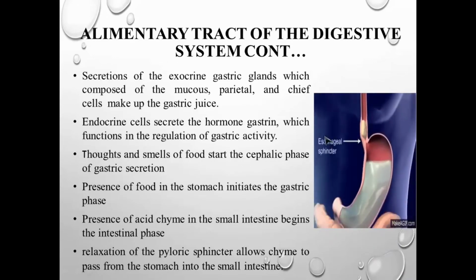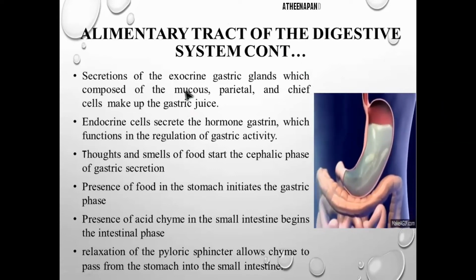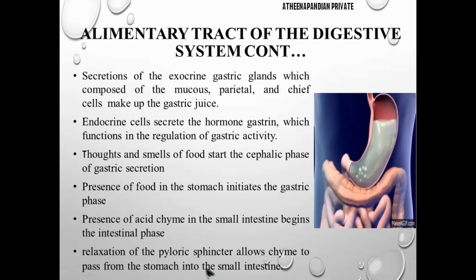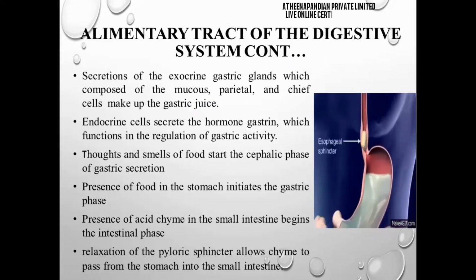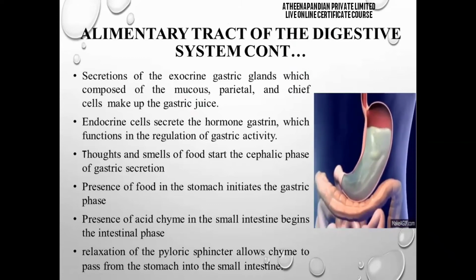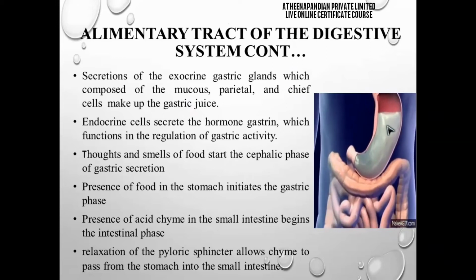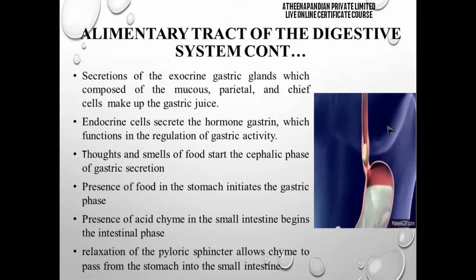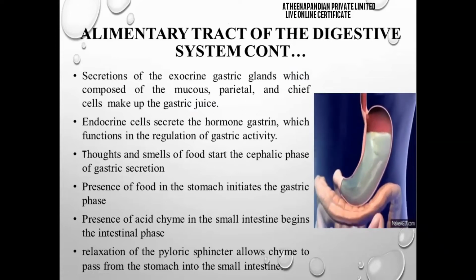So we can see this, or we will come to the animation. The secretion of the exocrine gastric glands, which are composed of mucus, parietal, and chief cells, makes up the gastric juice. This gastric juice is already present in the stomach. Endocrine cells secrete the hormone gastrin, which functions in the regulation of gastric activity.